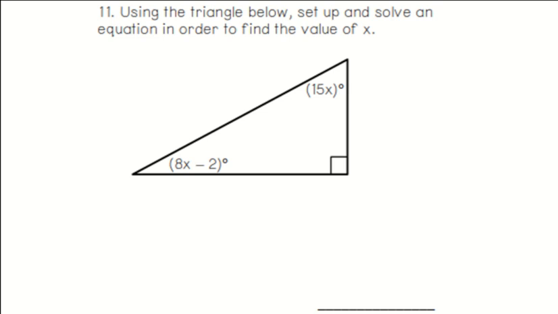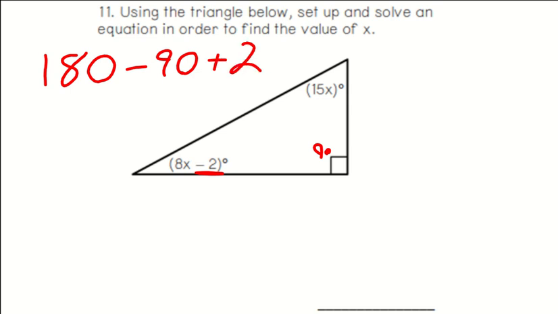So what we do is we start with 180, and we're going to do the opposite. And we're going backwards with our order of operations, okay? So I'm going to go 180 minus, remember that's 90, right? So I'm going to go minus 90. And the opposite of the minus 2, so I'm going to go plus 2. All right, everybody okay with that part? So what that gives me is 92.